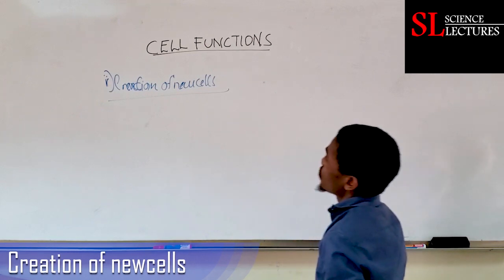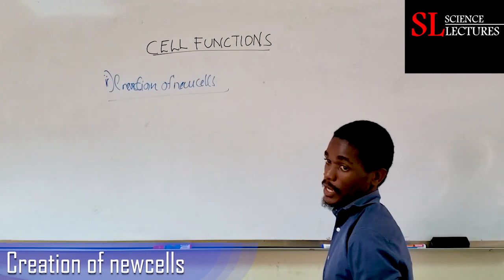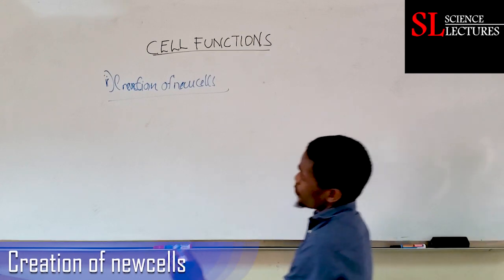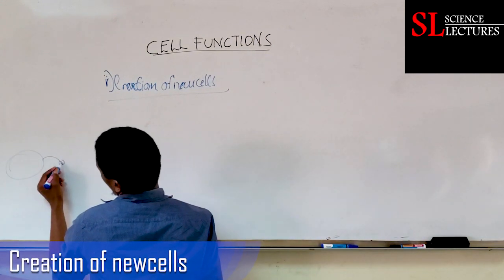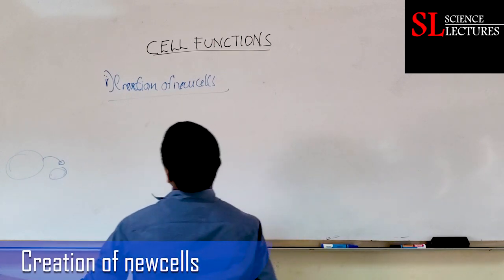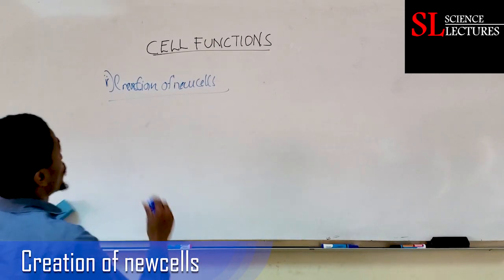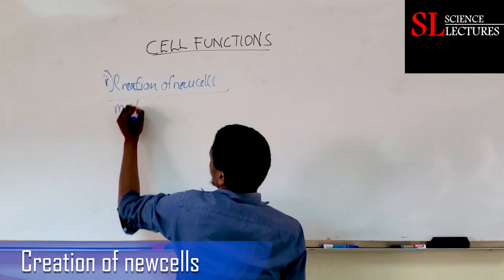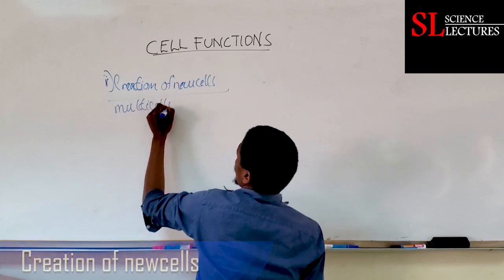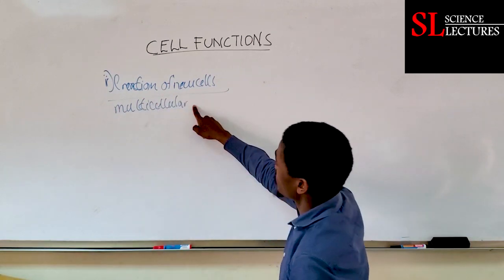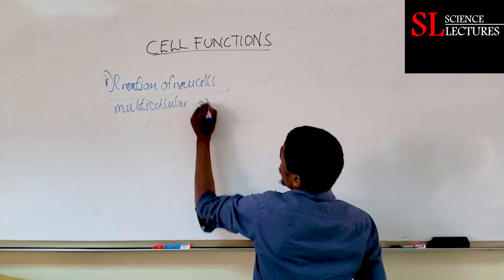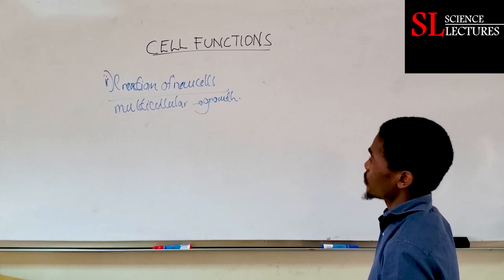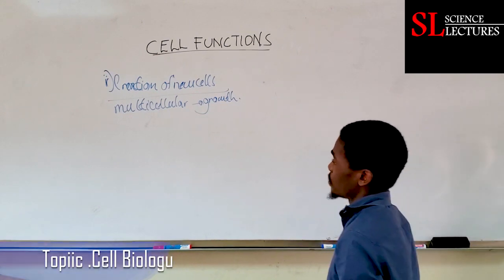So, creation of new cells. In the cell theory we stated that cells form from pre-existing cells. So without the presence of a cell, there will be no cells being formed. So this is also a cell function, creation of new cells. In multicellular organisms, creation of new cells leads to growth. So growth happens when there is creation of new cells in multicellular organisms.